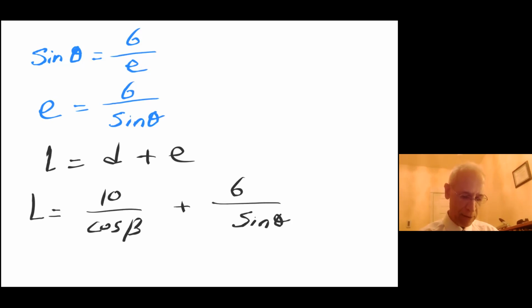And we said beta and theta are the same, so this is 10 over cosine of theta plus 6 over sine of theta. And since we want to optimize the length L, this is an optimization problem. I'm going to have to take the derivative and set it equal to 0. So we said L equals 10 over cosine theta plus 6 over sine theta.